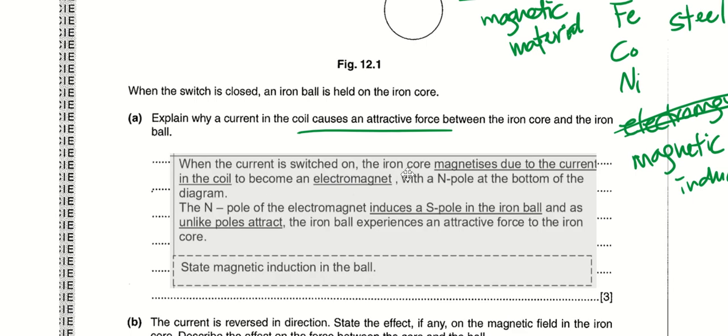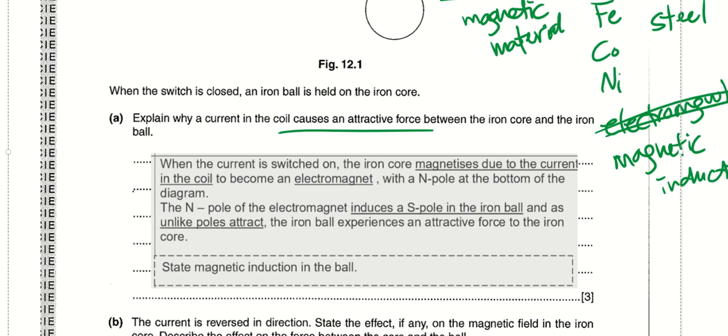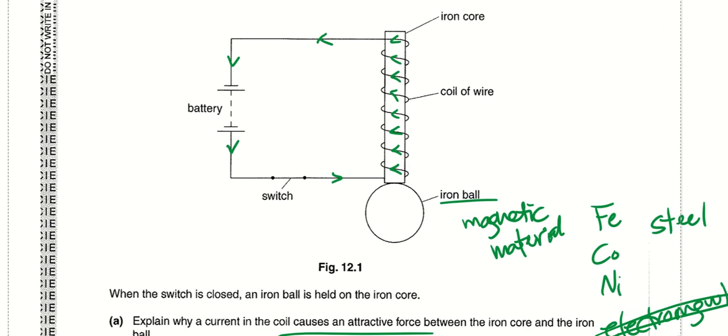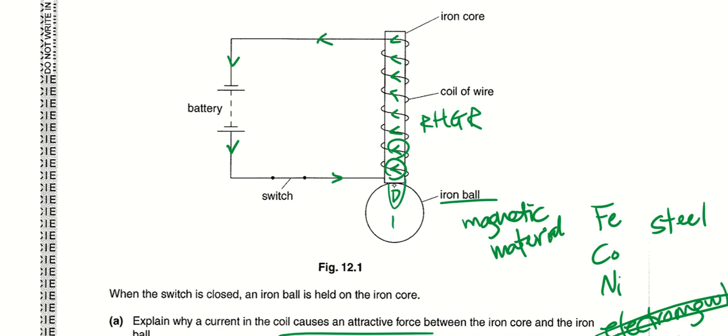Okay, when the current is switched on, the iron core magnetizes due to the current in the coil to become an electromagnet, right? Whenever current flows, you'll produce a magnetic field. So this iron core will then become an electromagnet with a north pole at the bottom of the diagram. So please check whether it is north pole. If you use your right hand grip rule and you have traced out the direction of all these currents, your thumb will be pointing downwards. So this will be my north pole, and therefore this will be my south pole.